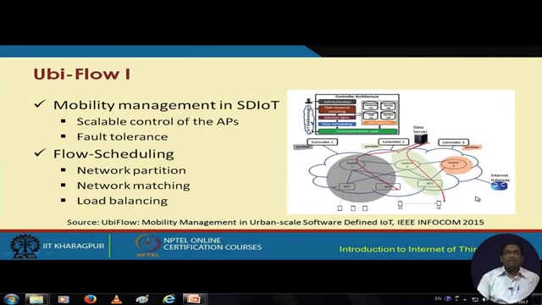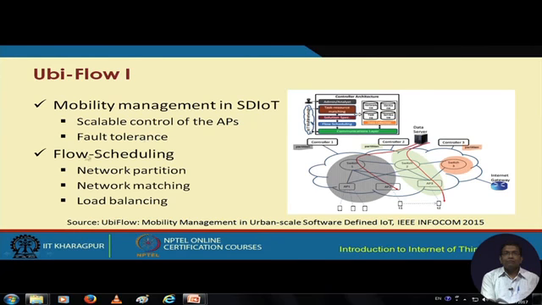Now, let us look at the second solution, the UV flow solution, which was published in Infocom very recently, 2015, only 2 years back. So, here there are two main parts of this solution. One takes care of mobility management and the other one takes care of flow scheduling. Mobility management takes care of issues such as how to have scalable control of the access points, issues such as fault tolerance, that means if some component goes down then what happens, how can the network still function.